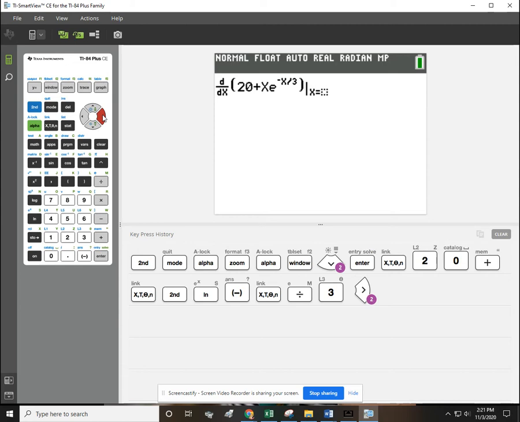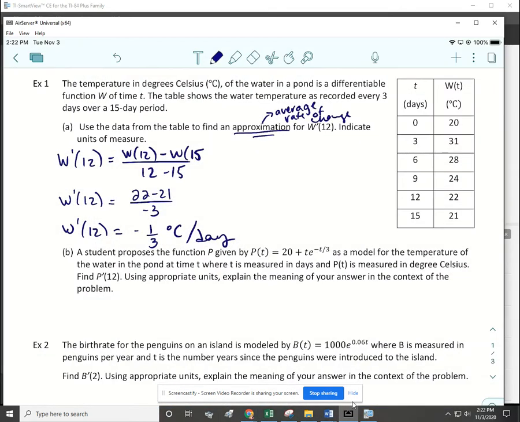And then we are finding p prime of 12, so x is going to equal 12. All right. And then don't forget that you need to be accurate to 3 decimal places, so we can put negative 0.054, or it's truncating, or we could do negative 0.055. Either one is 100% right.